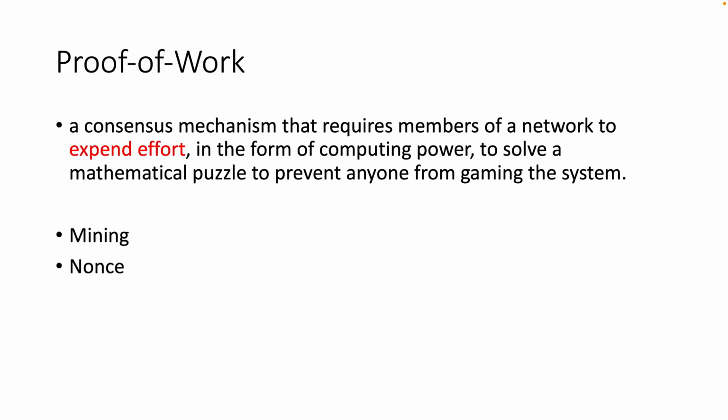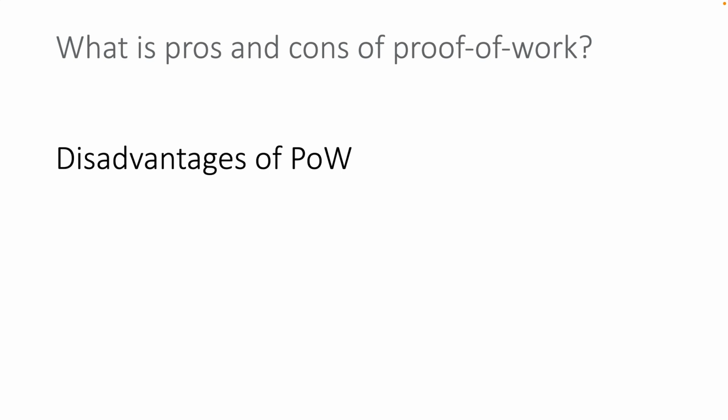So proof of work, we mentioned, is a consensus mechanism that requires members of our network to expend effort in the form of computing power and to solve a mathematical puzzle to prevent anyone from gaming the system. And we have introduced that this effort and work is mining, and the proof is to find a nonce. Then, what are the pros and cons of proof of work? Is proof of work perfect?